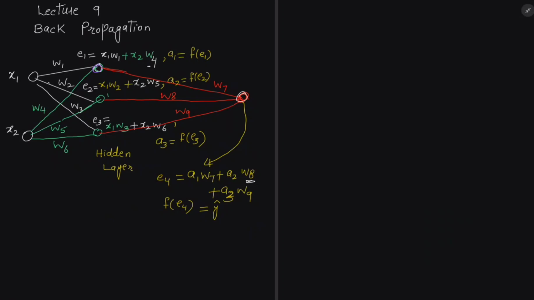In the previous lecture, we talked about forward propagation. In this video, we will discuss back propagation. Forward propagation means that you start from the input layer and reach the output layer.